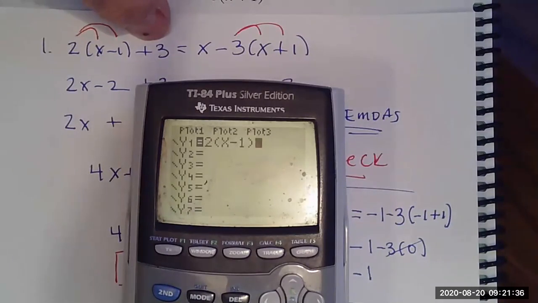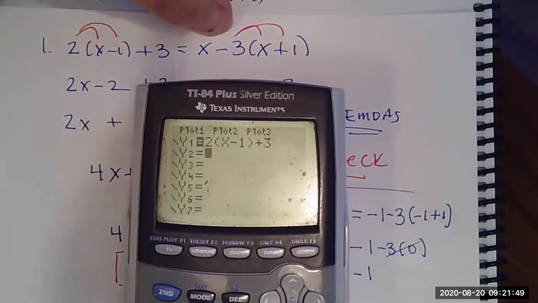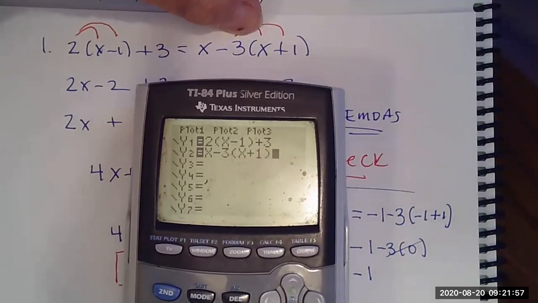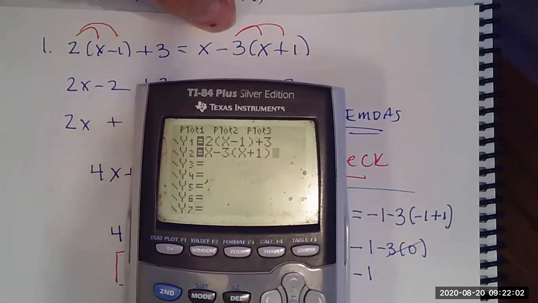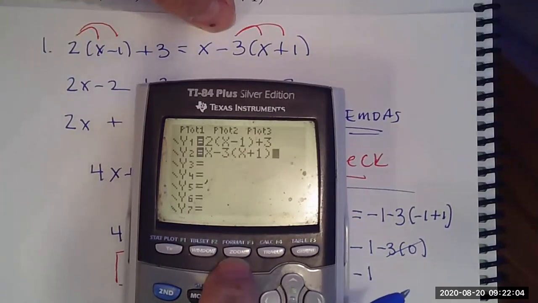I'm sure you will. So what I'm doing is making the left-hand side the first graph, so y equals this. And then down here, I'll make the right-hand side the same idea: 3 parentheses x plus 1. Okay, that looks right. Then I'm going to do zoom standard, so I'm going to graph both of them simultaneously.